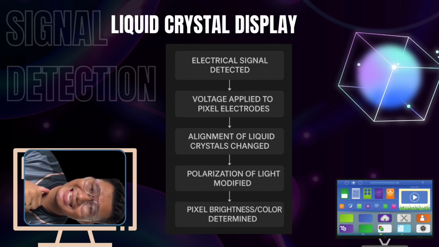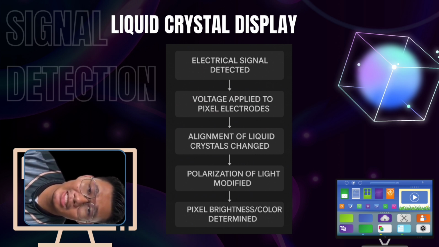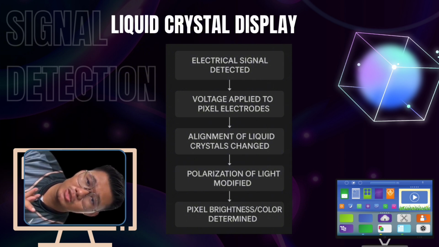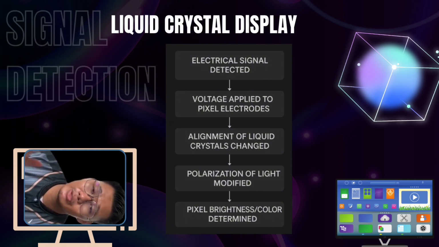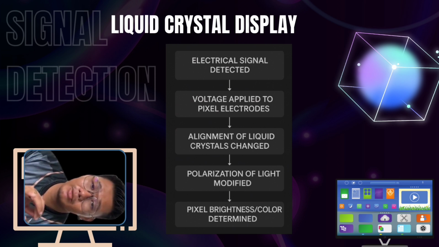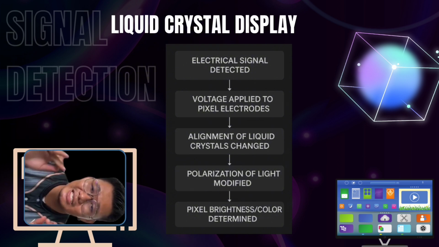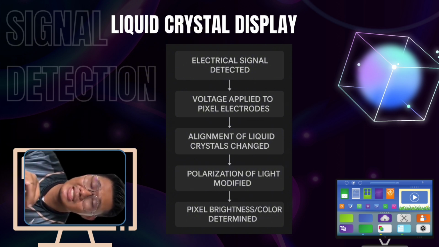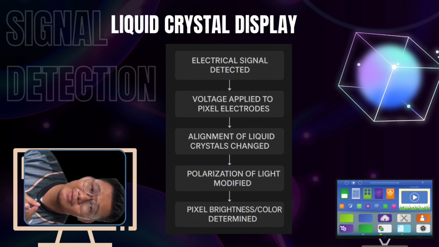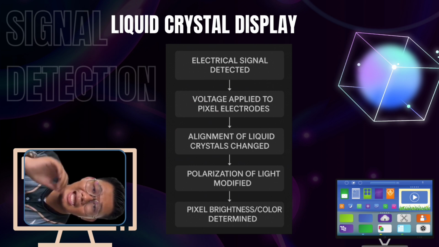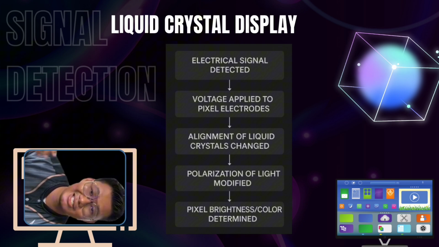Now, let's look at how signal detection works in an LCD. First, the controller sends an electrical signal which is detected by the driver IC. This causes voltage to be applied to the pixel electrode, which changes the alignment of the liquid crystal. As the liquid crystals are rearranged, they modify the polarization of light passing through them. Finally, depending on the light rotation, each pixel's brightness and color is determined, creating the final image we see on the screen. This precise control of liquid crystals by electric signal is what allows the LCD to display detailed and high resolution images across the screen.